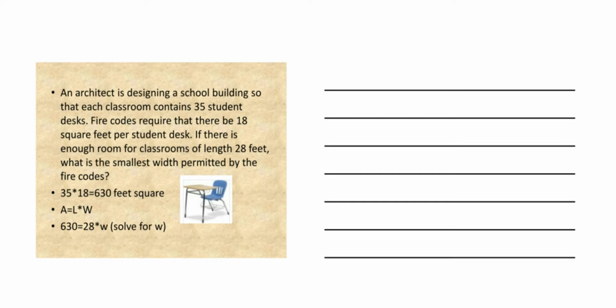So normally a classroom is a rectangle or square. In this case, let's assume it's a rectangle. And we know that the length is 28 feet. And we're missing the width. We don't know what the width is. So we do know though that there's 35 student desks. Let's see, does that cover roughly what we know? Yep, looks like that's what we know.